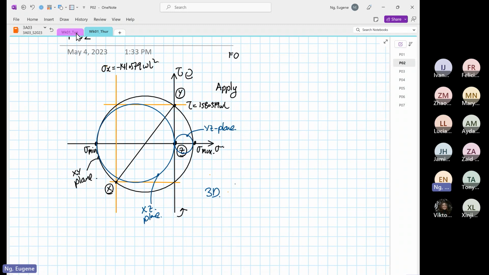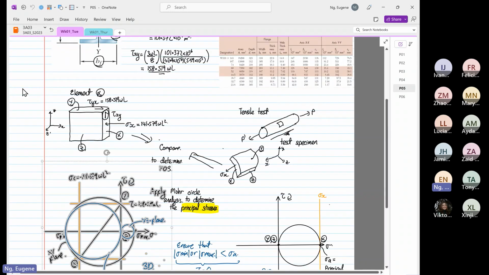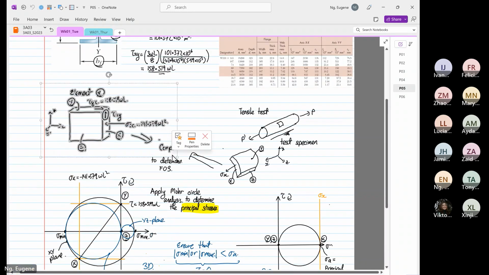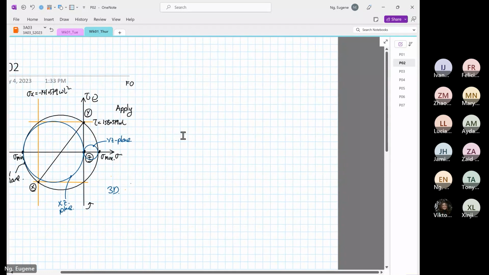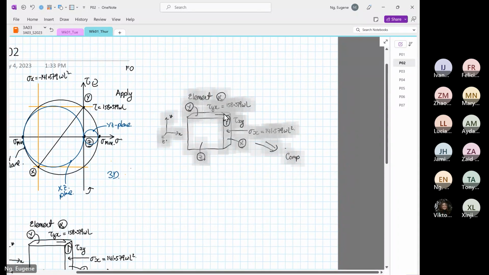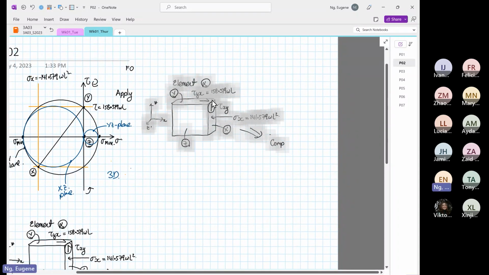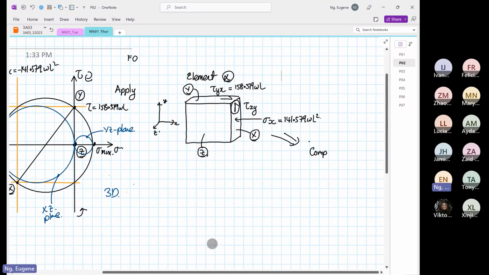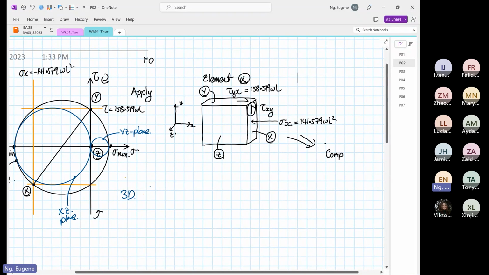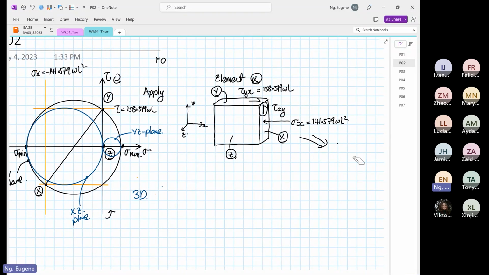And I'm also going to get the element across. So we construct the 3D Mohr circle from the element that I've just pasted over there. Okay, so now, what are we trying to achieve down here?